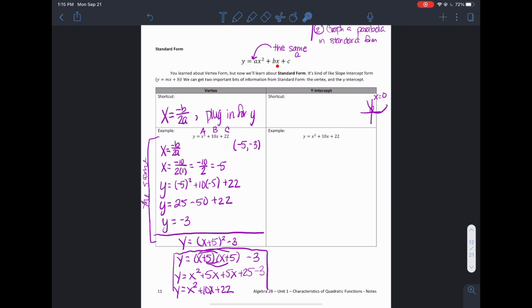Next term, b times 0 is 0. Cancels out. So I'm just left with c. I don't have anything but c. So my y-intercept is 0, comma c. So the y-intercept of this equation is just going to be 0, comma 22.